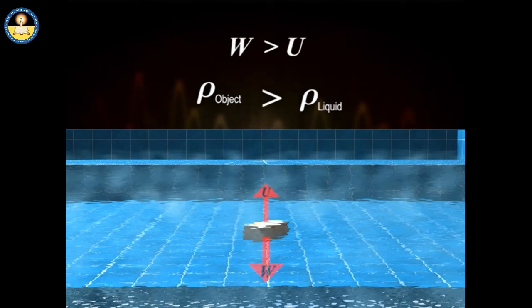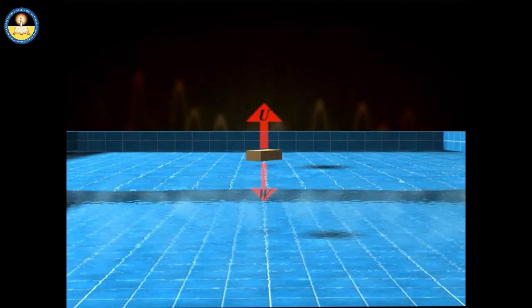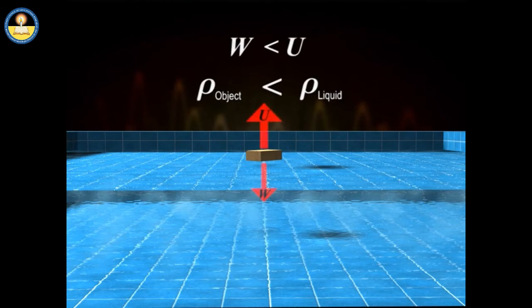In other words, if the density of the immersed, homogeneous and solid object is more than that of the fluid, the object will sink, as the weight of the body is more than the upthrust. While the body will float if the density is less than the fluid, as the weight of the body is less than the upthrust.